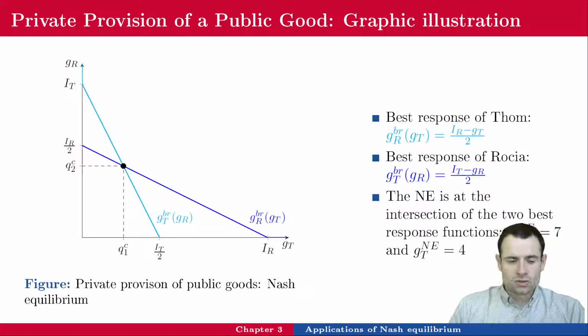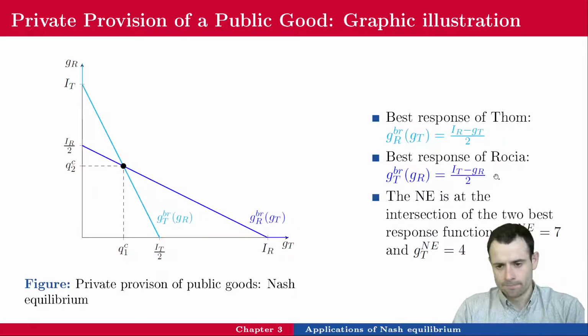The point is that you can see that the contribution of Tom here is smaller than the contribution of Rosia. So the graph is correct. I have to change notation here a bit.